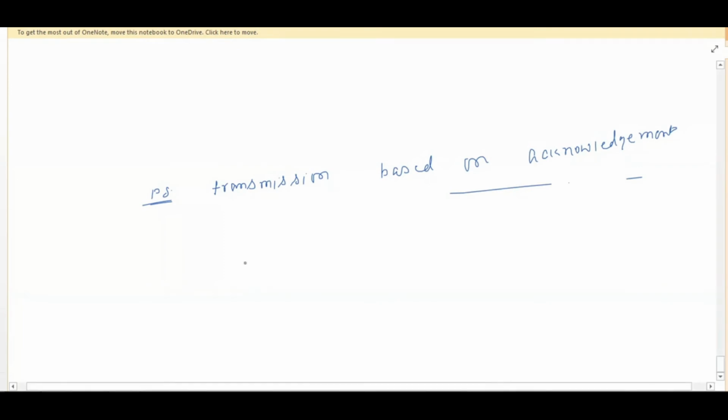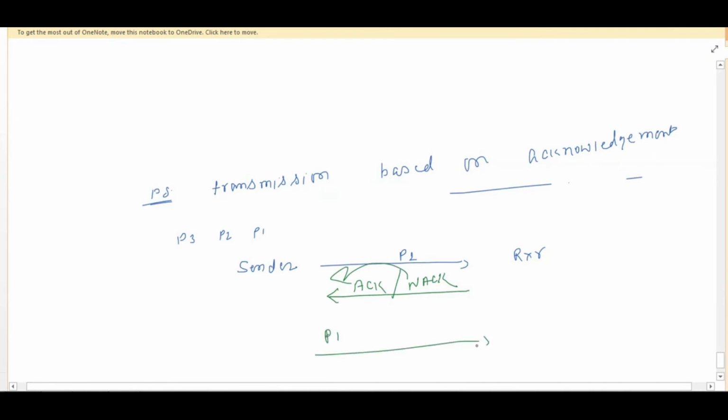Means if the sender is transmitting packets, suppose you have packets P1, P2, P3, multiple packets. If the sender transmits one packet, say P1, to the receiver, then first the receiver has to send the acknowledgement. That acknowledgement can be positive, ACK, or negative, NACK. NACK means I could not receive. So the receiver has to inform the sender whether it received or not. If not received, then P1 will be retransmitted.